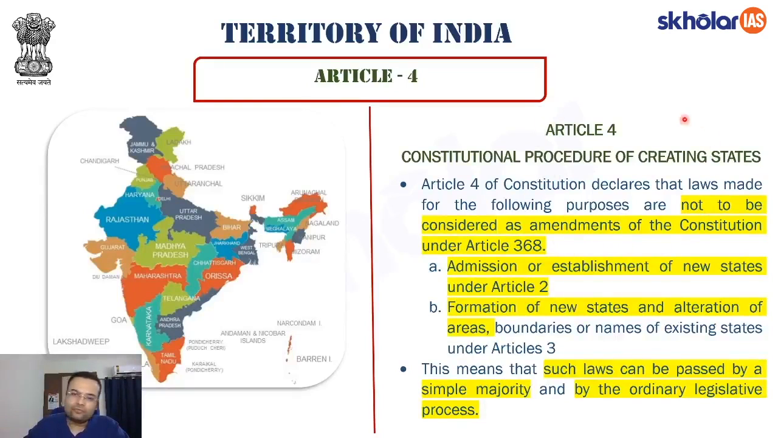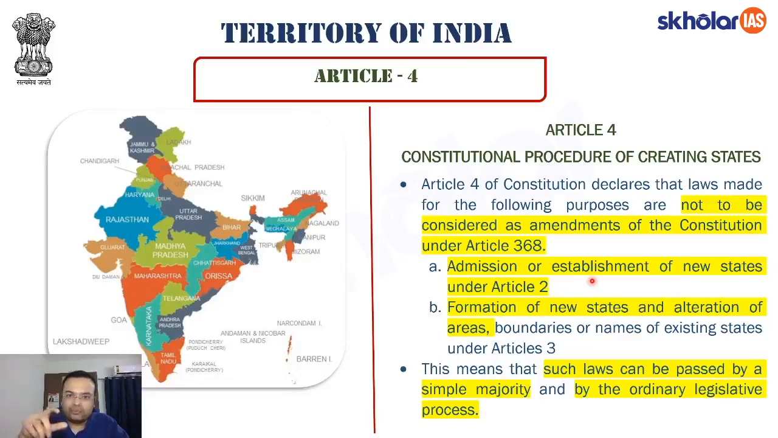Essentially, what is Article 4? Article 4 is trying to say that there are certain things with respect to changing the boundaries of India, and those aspects cannot be considered as constitutional amendment. That is, in order to do that, the Parliament need not pass any constitutional amendment. So what exactly are the provisions? Admission or establishment of new states under Article 2.